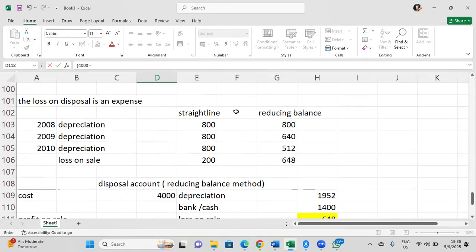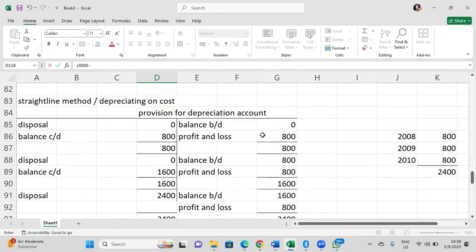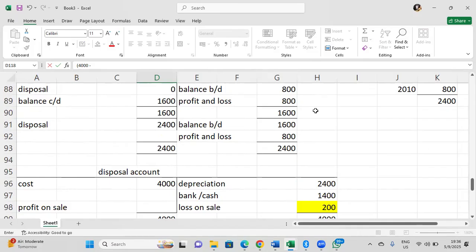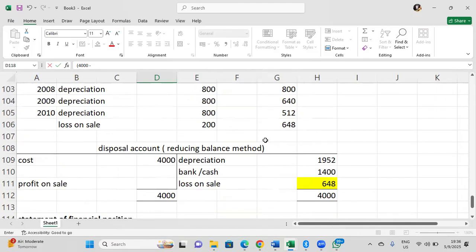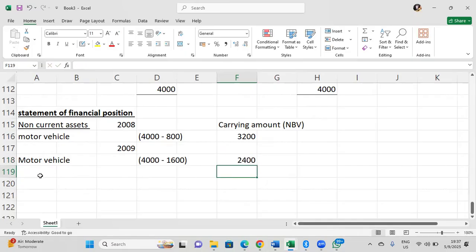So you remove the total. If you are moving in the balance sheet, you can remove the total depreciation. So by 2009, the asset has depreciated by 800, 800, if it's the straight line. So it means it has depreciated by 1.6. So the book value is 4,000 minus the total depreciation of that asset. So its book value would be 2.4.